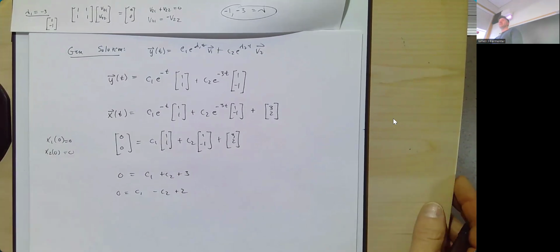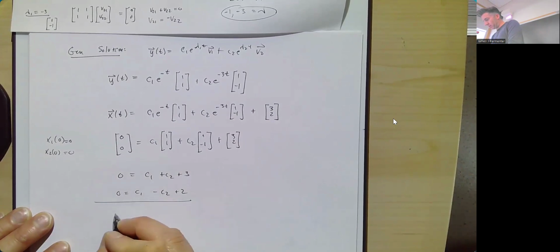And the easiest thing I can see to do right off the bat here is to add those equations together to cancel out the c2s. If you see an easy thing to do like that, where you can add the equations or subtract the equations to make one of the two c's cancel, do that. So add these together, you get 0 equal to 2c1 plus 5. So c1 is going to equal -5/2.